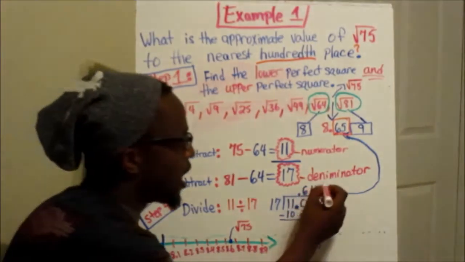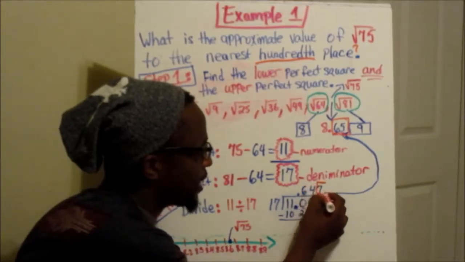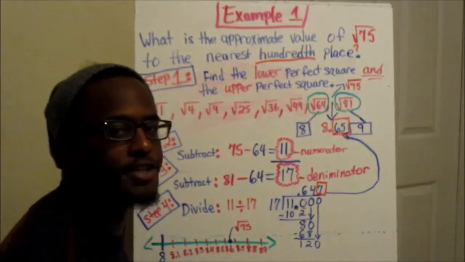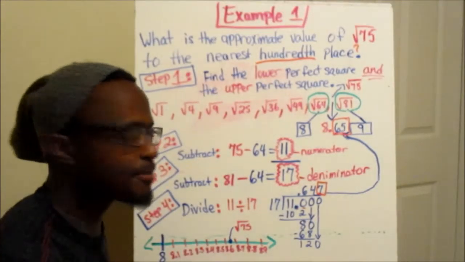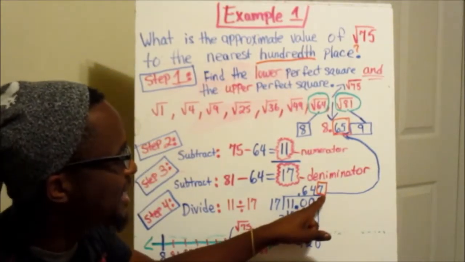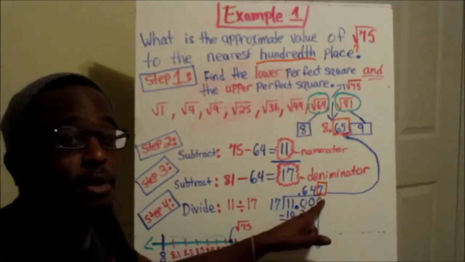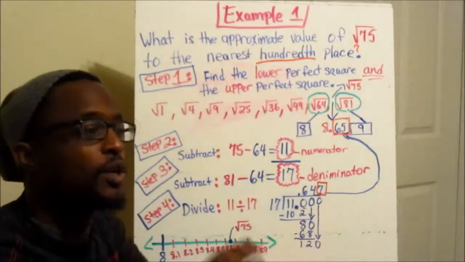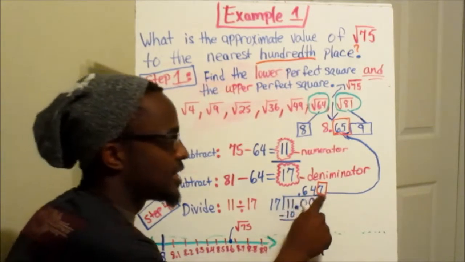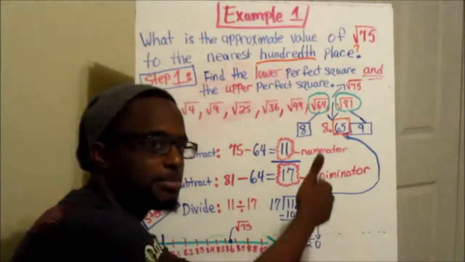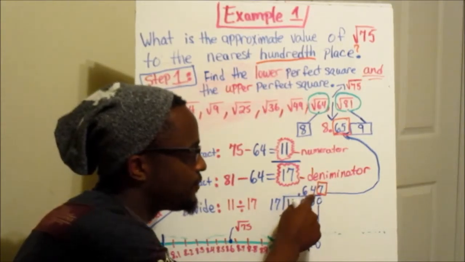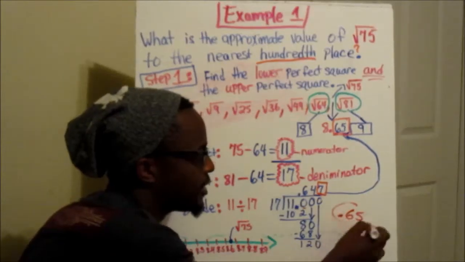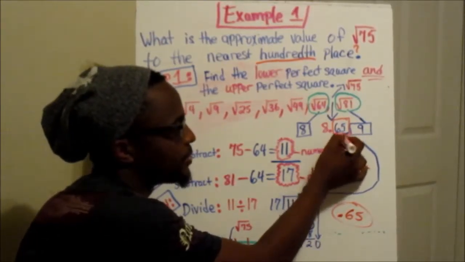Now I stop once I get to this thousandths place, because my question said I had to give an approximation to the hundredths place. So here I take that 7. Remember, if it's more than 5, we round up. If it's 4 or less, we stay where we are. Since that is a 7, it's above 5, I'm gonna round this 4 to a 5 to get 0.65, and that's where I get that decimal.